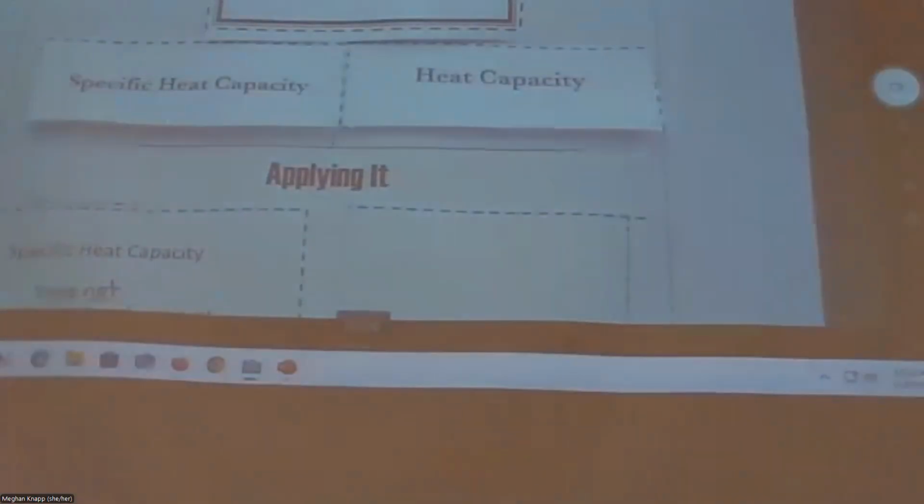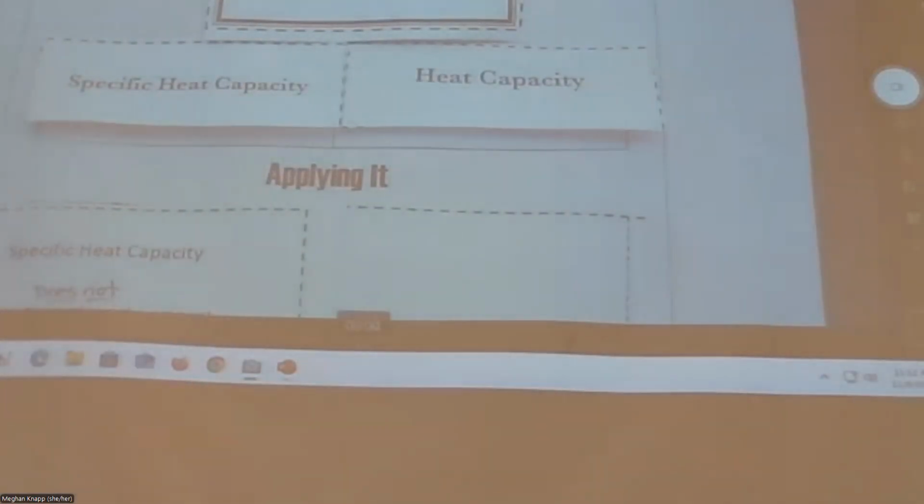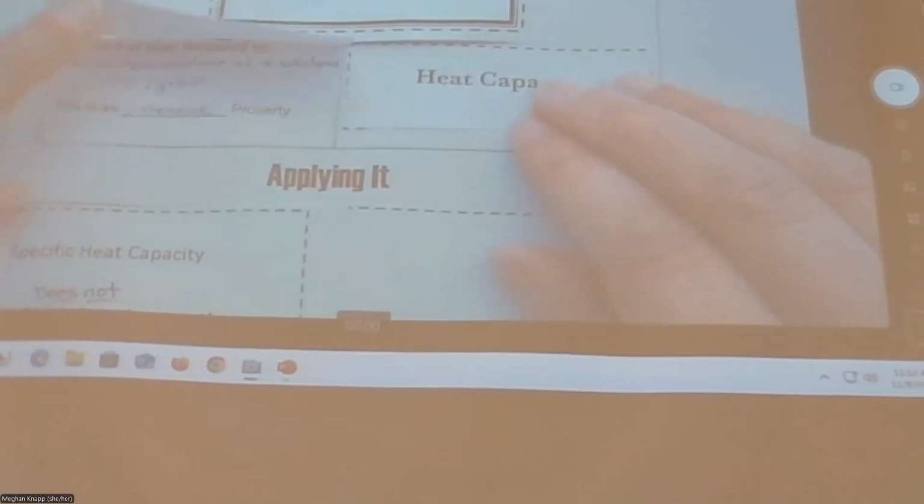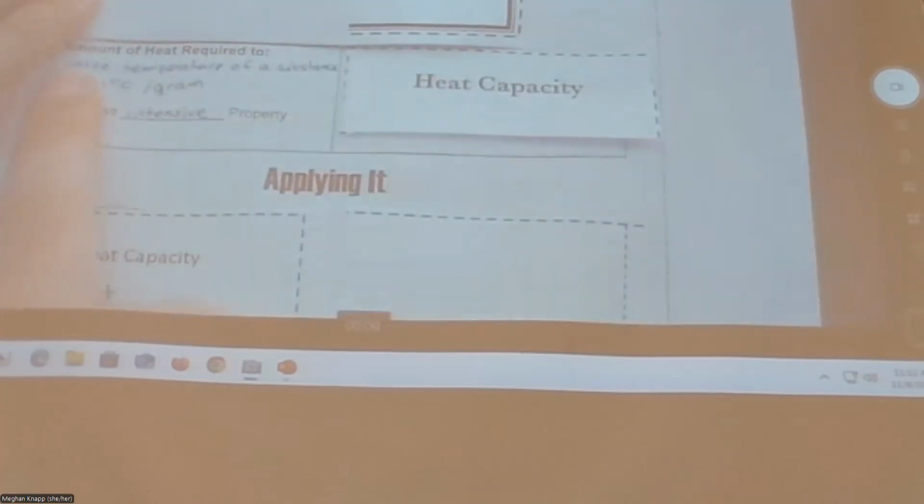So we have two things that look a lot alike under here. You're going to write some stuff. One of them is going to be specific heat capacity, and one of them is going to just be heat capacity. So let's put specific heat capacity on the left because that's where you're going to put it down below. And so our specific heat capacity is specific because it is per gram. So this is how much energy, how much heat do I have to put into a system, the amount of heat required to raise the temperature, and it has to be of a substance.